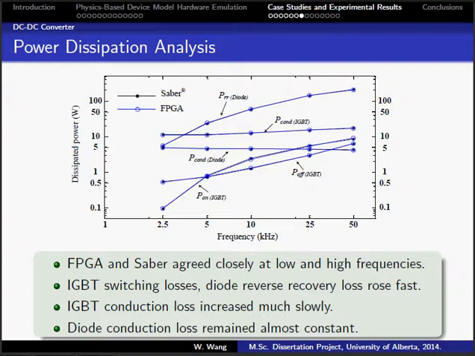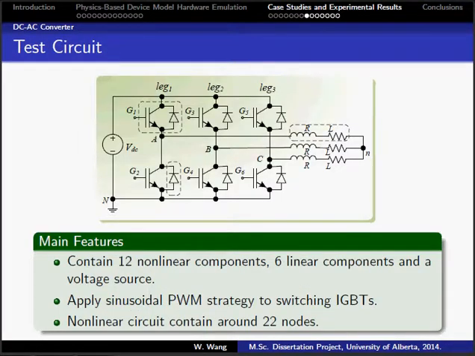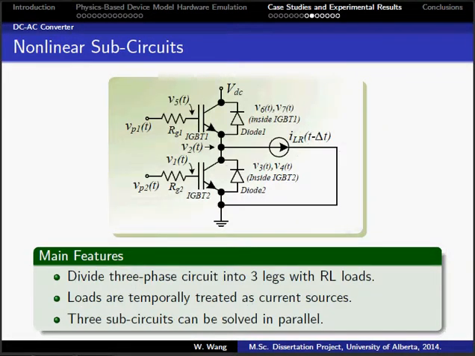This is another test circuit, a two-level DC-AC converter. The two-level DC-AC converter is divided into three identical nonlinear sub-circuits. This three-leg circuit is connected to RL loads, which are temporarily treated as history current sources. The linearized system equation of the sub-circuit is shown in this slide.